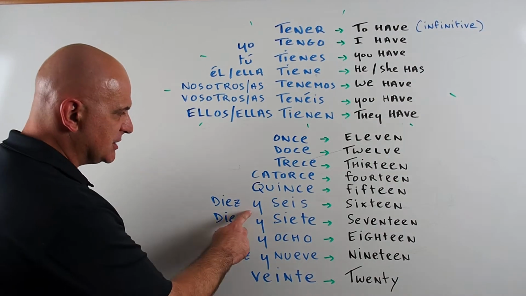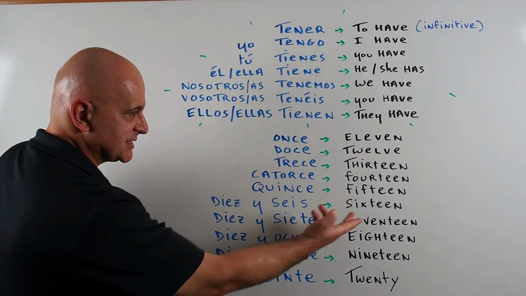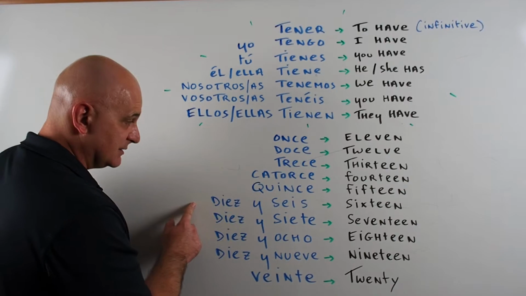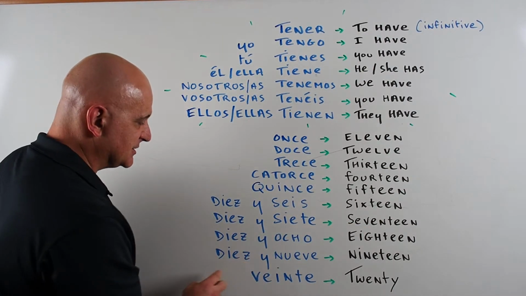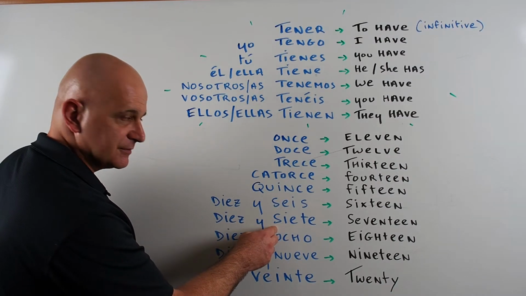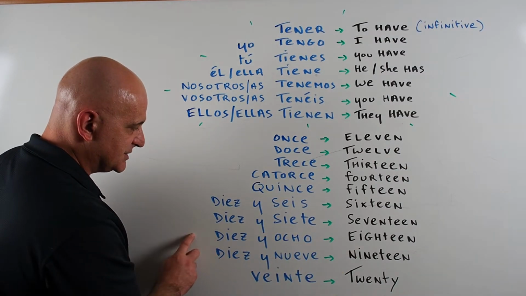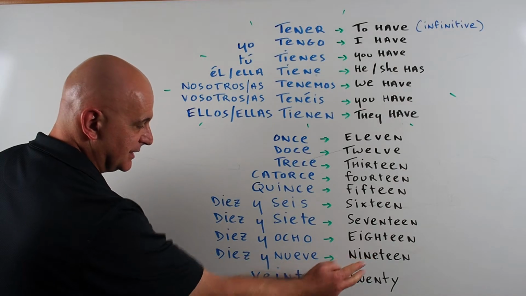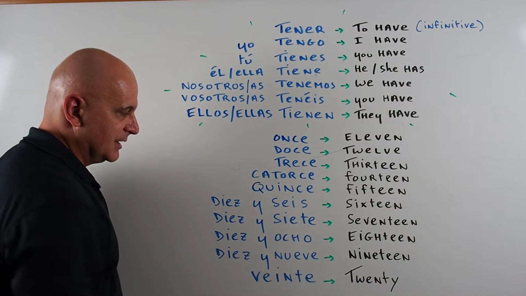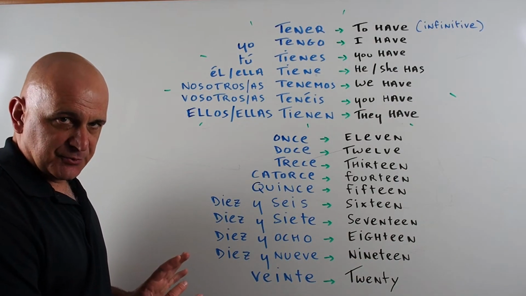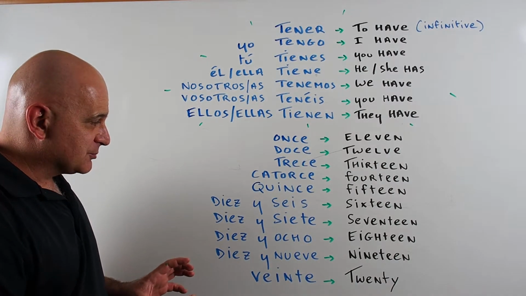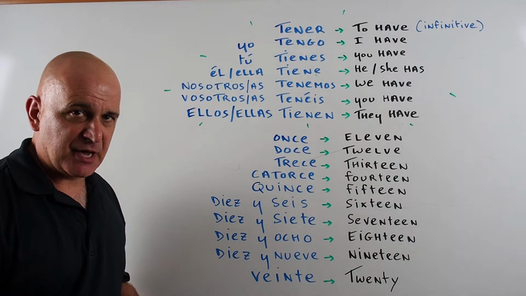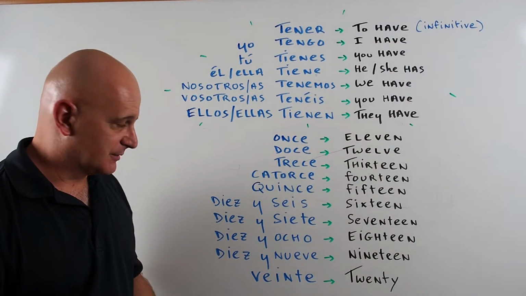In Spanish, E means and, right? So if you want to say 16, you're going to say 10 and 6, right? If you want to say 17, you're going to say 10 and 7. If you want to say 18, 10 and 8. 19, 10 and 9. This is so that you understand how this works. But in my next video, I'm going to show you how it's really meant to be written in Spanish if you want to write it down correctly, right?